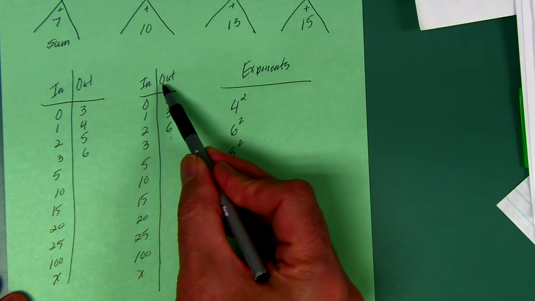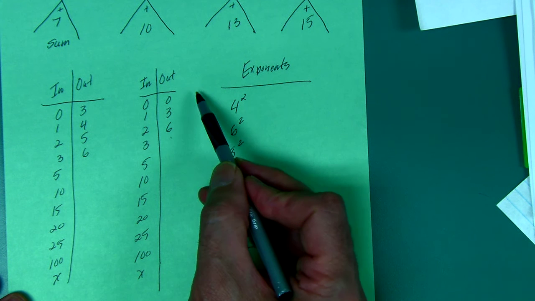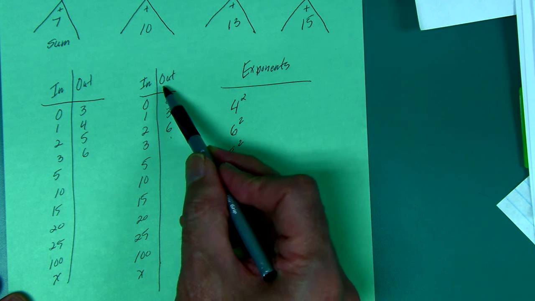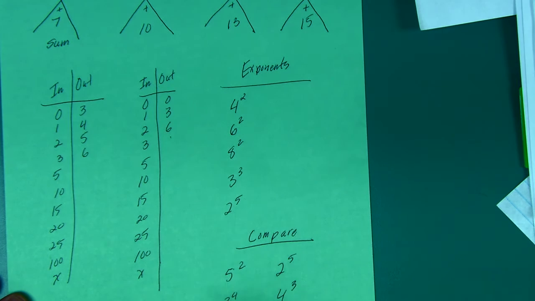In and out here, this time a 0 goes in, and the machine does something to it, but a 0 comes out. Okay, a 1 goes in, the machine does the same exact thing it did to the 0, but now 3 comes out. A 2 goes in, now 6 comes out.